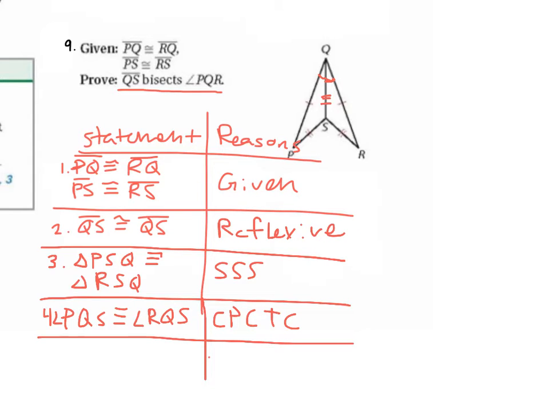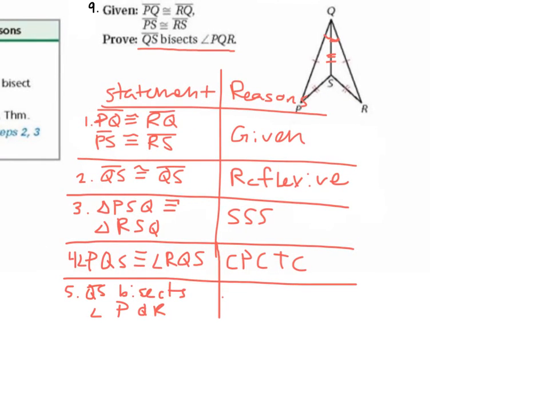So now that we know that those two angles are congruent, do we know that QS is bisecting PQR? Yes. So step 5, we're going to write what we're trying to prove. So that QS bisects angle PQR. And how do we know that it's bisecting? What's our reason here? Definition of angle bisector.